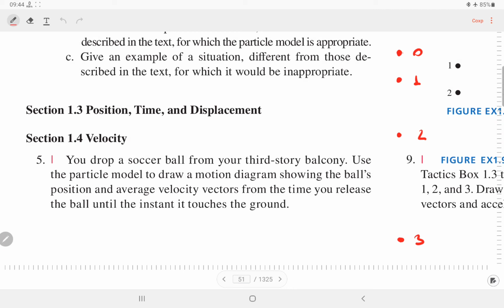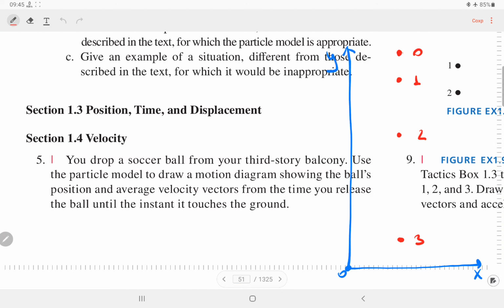Diagram showing the ball's position. So let me show the position. Let me start a coordinate system. Let me place the origin of the coordinate system at a point. We can choose any point, if you remember. So let me choose it like this. This is origin 0, x, and y.